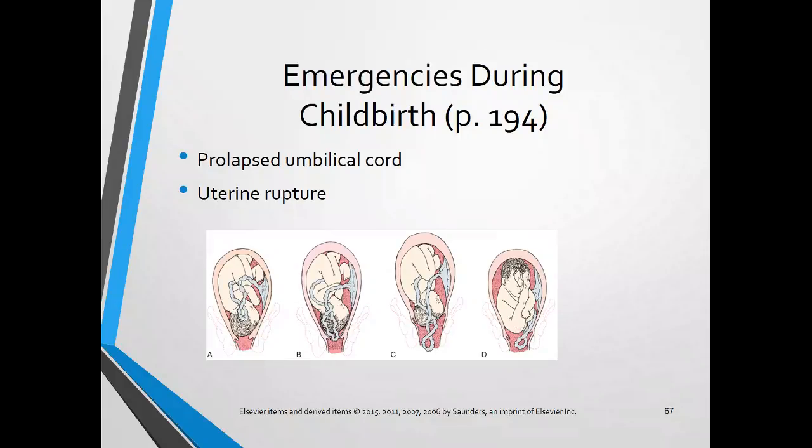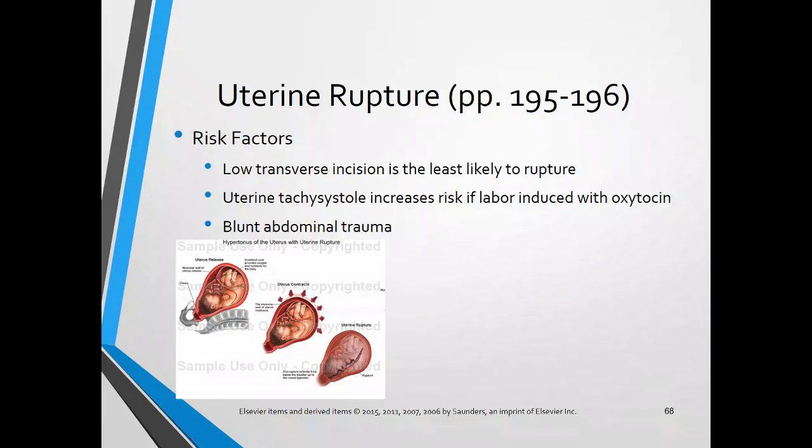So emergencies during childbirth. We talked about these as well: prolapsed umbilical cord or uterine rupture. So here's a picture of what that can look like with a prolapsed umbilical cord on B, C, and D. And then here's a picture of uterine rupture. It can happen because of someone trying to labor, doing the VBAC or TOLAC, trial of labor after cesarean, blunt trauma, or also if there's an induction or augmentation of labor.